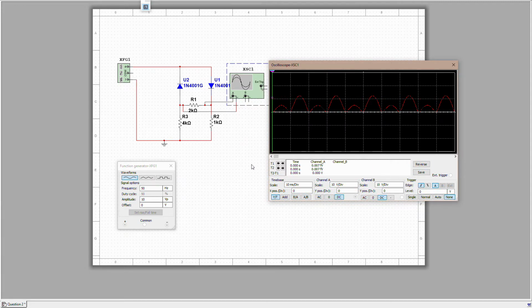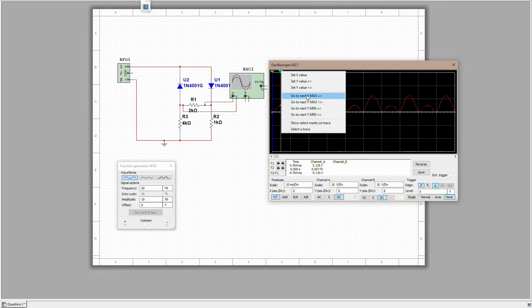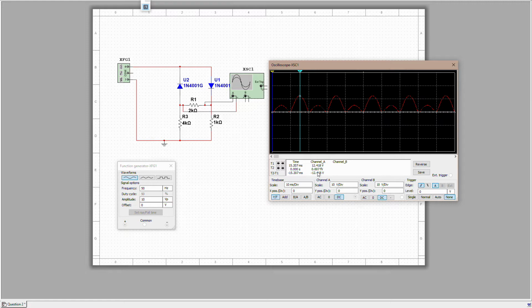Okay, next we see the oscilloscope and we run the Multisim. Okay, and now we pause it and see the peak voltage for the circuit. So the peak is 12 volt for the big wave, and 5 volt for the smaller wave.